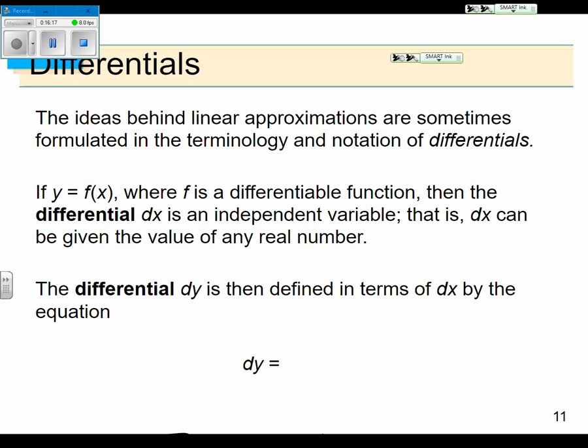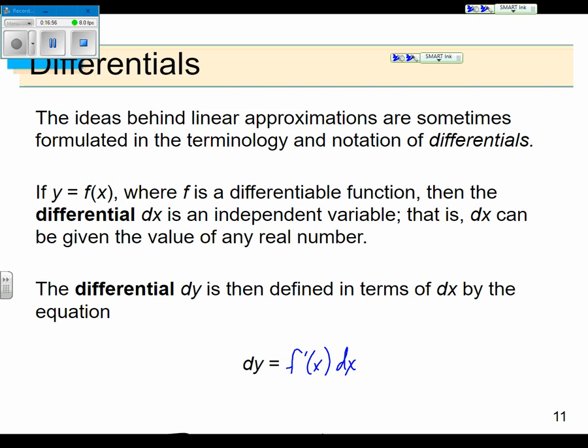you can see it's very similar to a linear approximation, but if we're using y equals f of x, and make sure f is a differentiable function, then the differential, which is denoted by dx, is the independent variable. And so that means that dx can be given the value of any real number. So the differential dy that we're going to be looking for is defined in terms of dx, giving us a nice simple equation of dy equals f prime of x times dx.